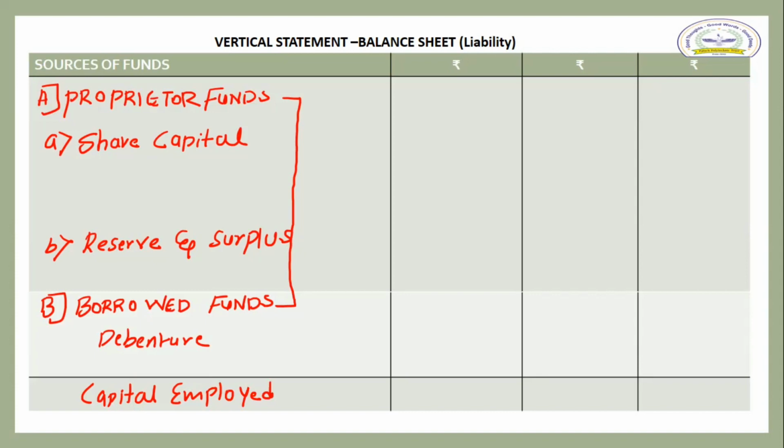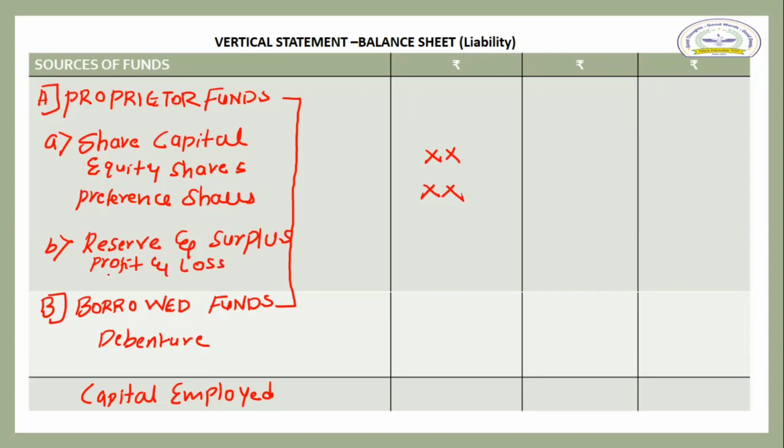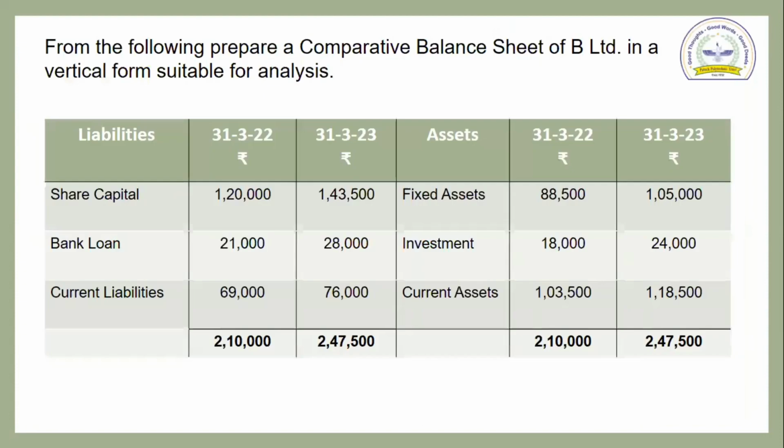So how are we going to write in the format? Share capital consists of two parts. You know that one is equity shares and the second one is preference shares. So we are going to write the amount of equity shares here and the amount of preference shares here. The same for reserve and surplus: whatever comes under reserve and surplus, it may be the profit and loss account or the general reserve, whatever is there in the question, you need to write under the heading of reserve and surplus. So here I am writing the amount, for example.